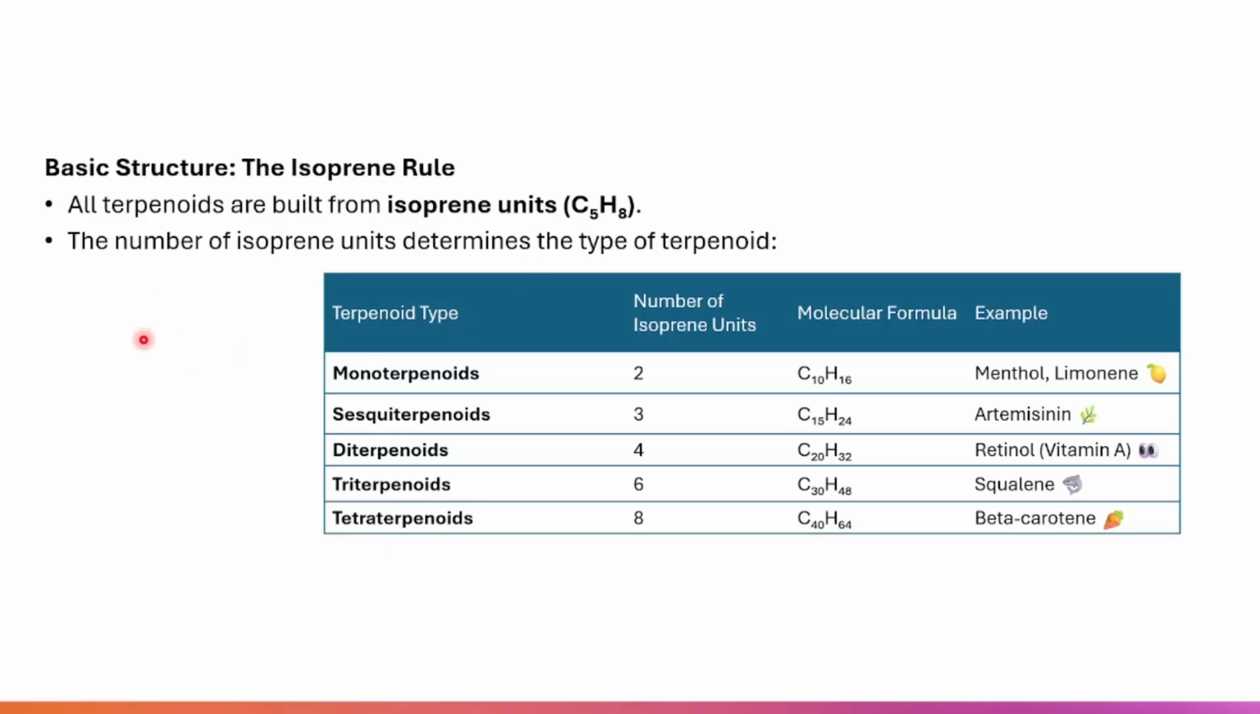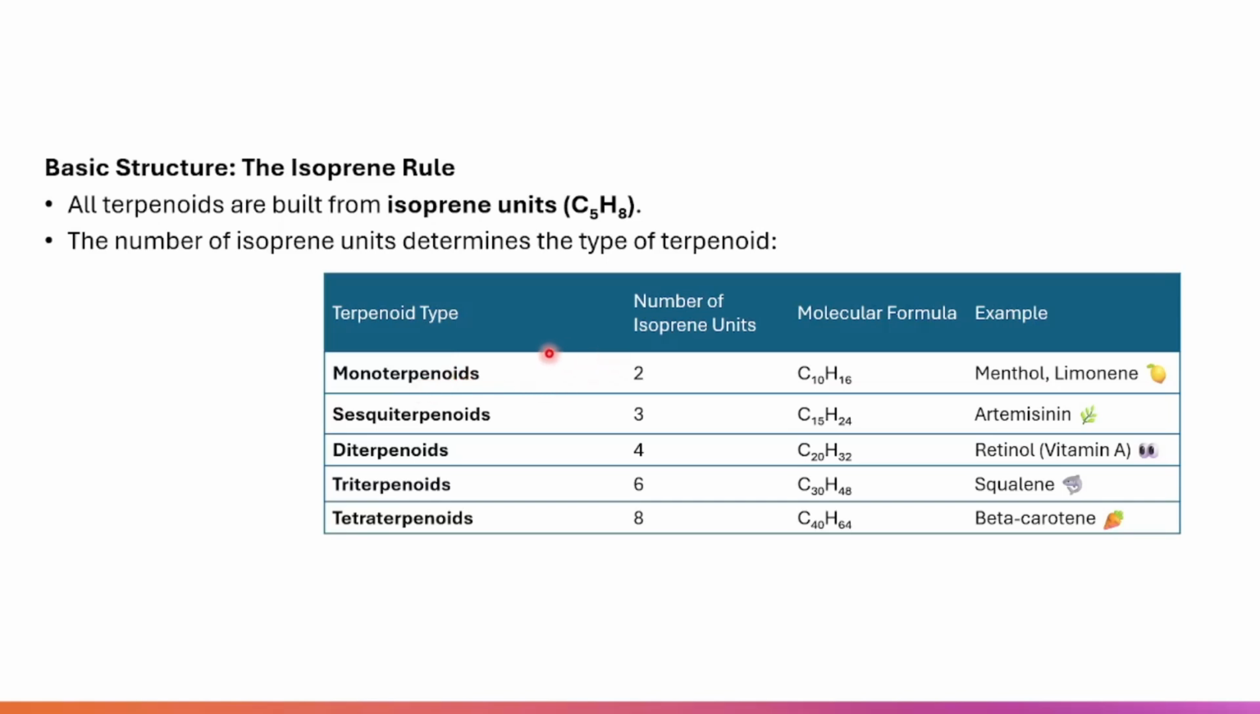All terpenoids are built from isoprene units, C5H8. I have already told you that different numbers of isoprene units combine to form different types of terpenoids. Here are the types of terpenoids: monoterpenoids, sesquiterpenoids, diterpenoids, triterpenoids, and tetraterpenoids. Different numbers of isoprene units combine to form different terpenoids, and all have different examples.